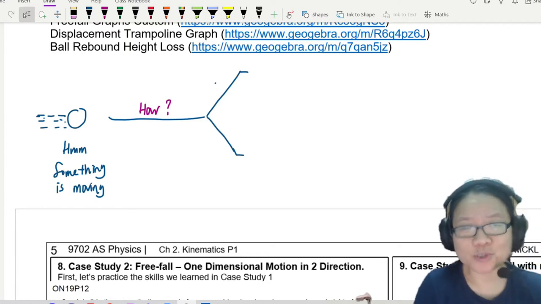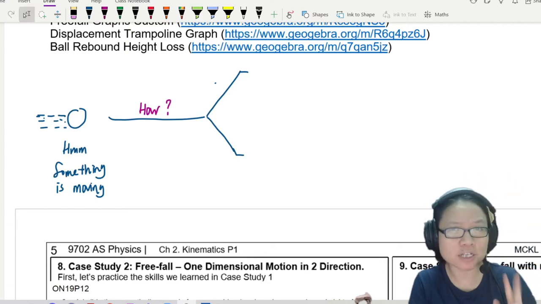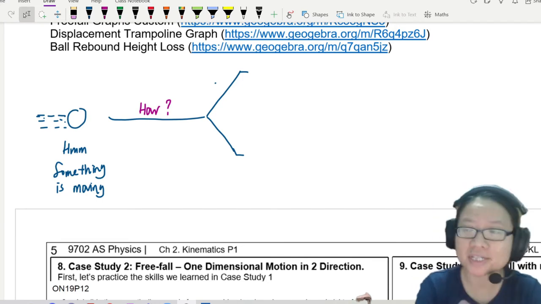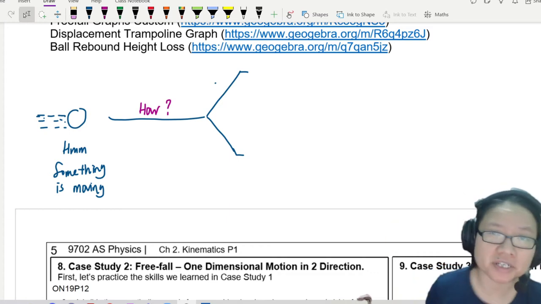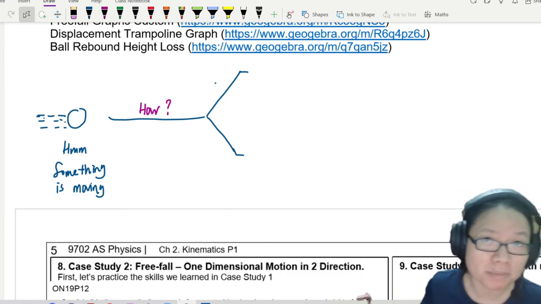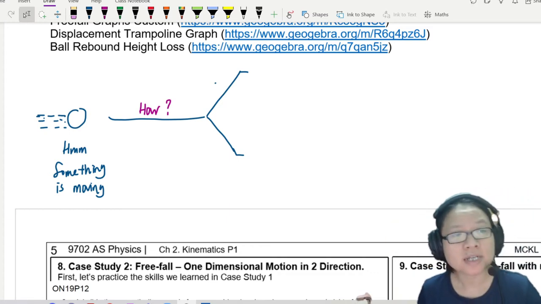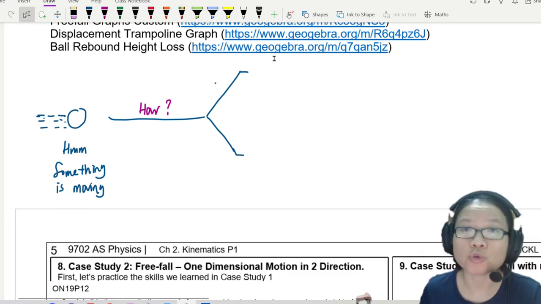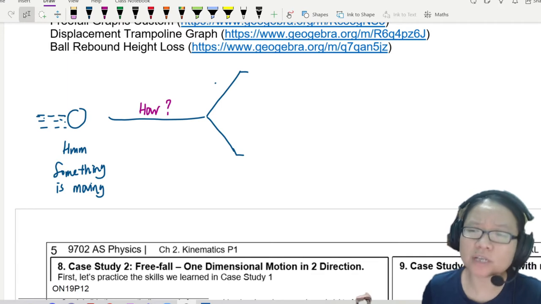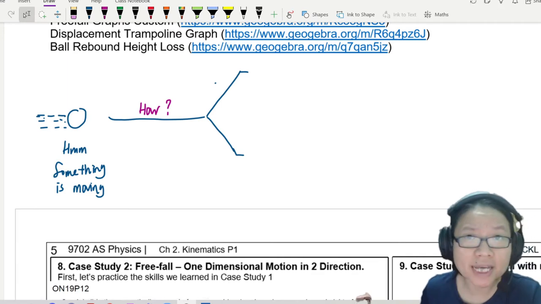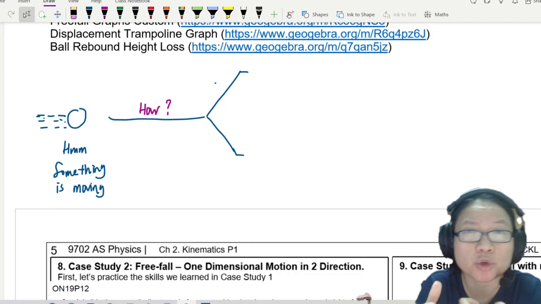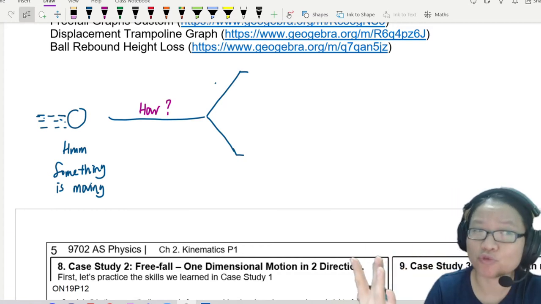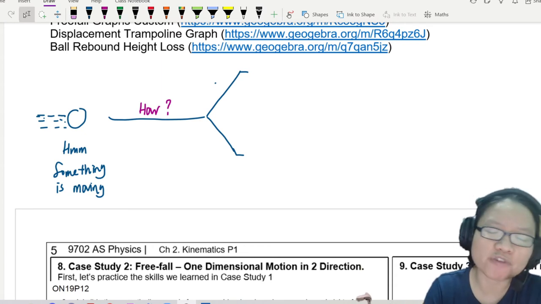In the previous videos, you have leveled up your kinematics toolkit. You have learned that when an object is moving, whether it's a car that's driving or various scenarios you may have done in your past year papers or the questions that we have discussed, there are generally two approaches to answer the question, how is it moving? And predict things like how fast is it going to move, how long will it move that way, and how far will it move. So all the how long, how fast, how far.